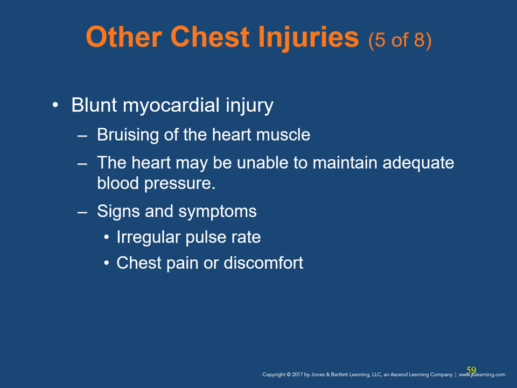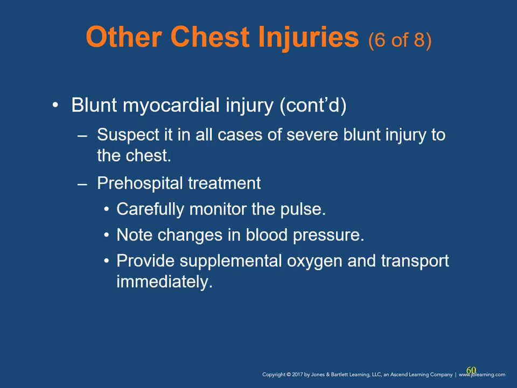Blunt myocardial injury. Bruising of the heart muscle. Blunt trauma may injure the heart itself, making it unable to maintain adequate blood pressure. Signs and symptoms: irregular pulse rate; ventricular tachycardia and ventricular fibrillation are uncommon. Patient may complain of chest pain or discomfort, similar to cardiac symptoms. Suspect myocardial contusion in all cases of severe blunt injury to the chest.